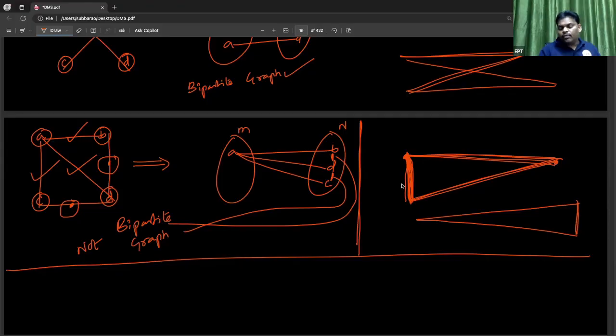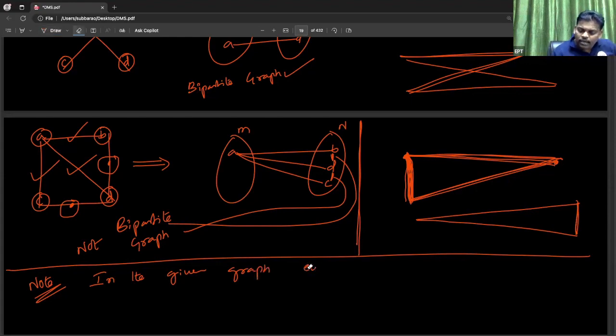So in the given graph, let me write the note. Note: in the given graph G, no cycle of odd length. Then G is a bipartite graph.